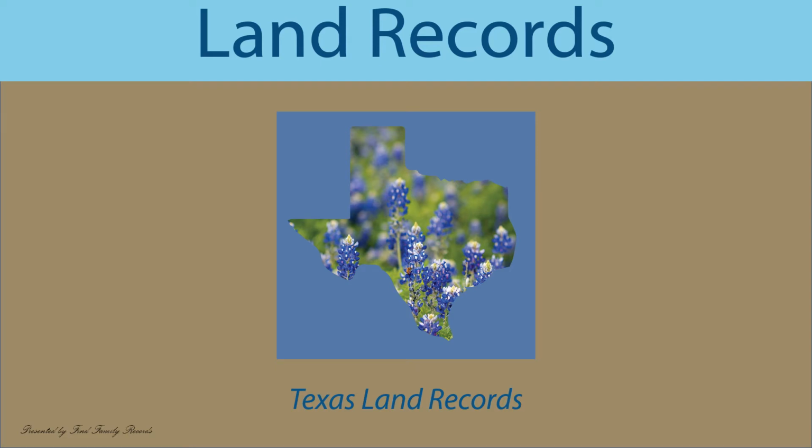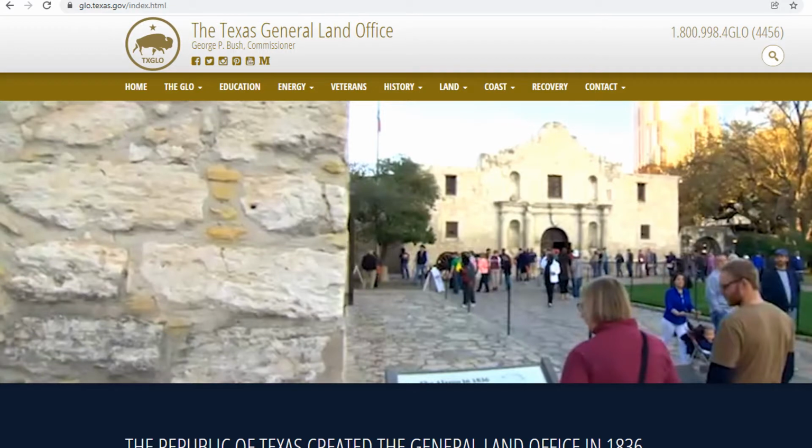Texas has some land records online. We will first review the early land records and then discuss more current land records. The first place to go to is the Texas General Land Office website.